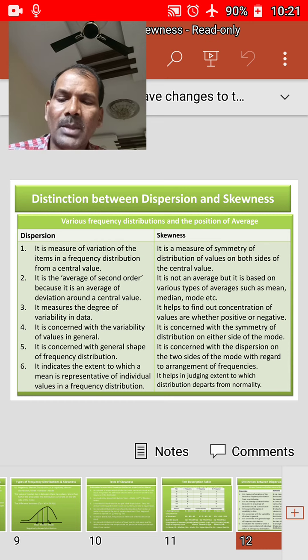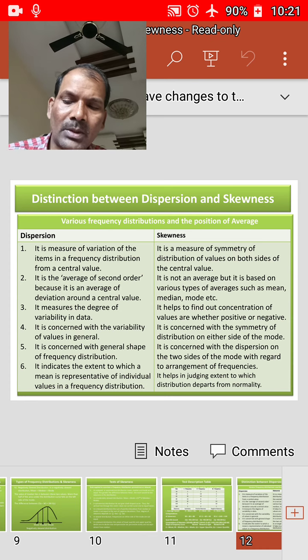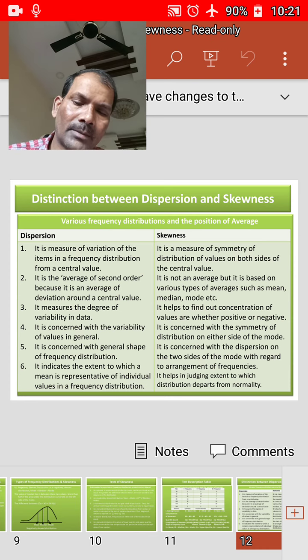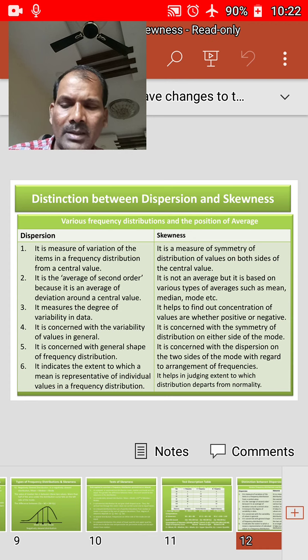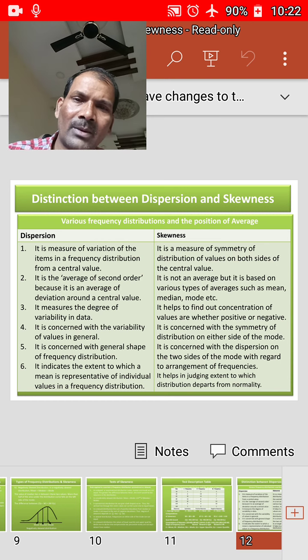First, dispersion. It is a measure of variation of the items in a frequency distribution from a central value, right? Whereas skewness is a measure of symmetry of distribution of values on both sides of the central value. Whereas dispersion is the average of the second order, because it is an average of deviation around a central value. First we will calculate the central value, then we will look for the average differences. Okay, second order is how the deviations will be around it.